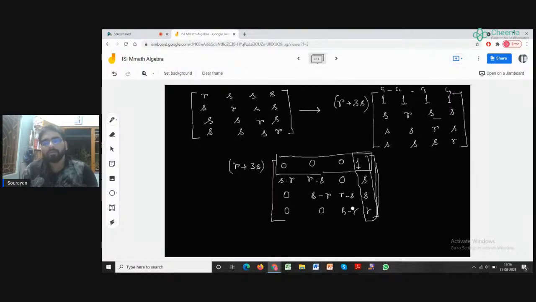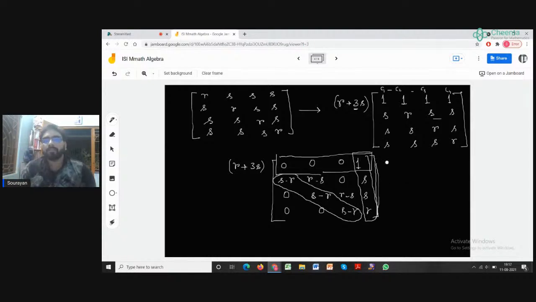As you can see, this will remain consistent in n cross n as well, so you can actually prove it by induction. The induction argument is practically the same. We have seen it for 3 and 4, so whenever you replace 3 or 4 by n, this becomes n minus 1. So you take R plus n minus 1 times S common, and then you take the column operations as C1 minus C2, C2 minus C3, C3 minus C4, up to Cn minus 1 minus Cn.